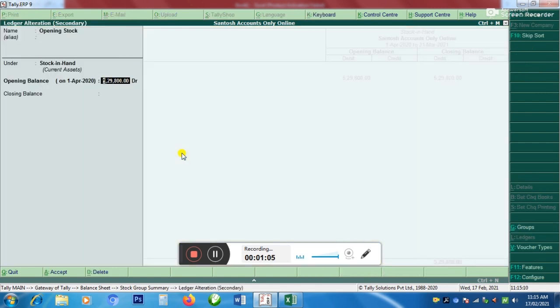This is the opening balance of the previous year, that is, the closing stock of the previous year. To enter the closing stock of this financial year, you just put the closing balance here, 5,20,000, dated 31st of March 2021. That's it. You don't have to pass any entry for that. Just alter your opening stock ledger.